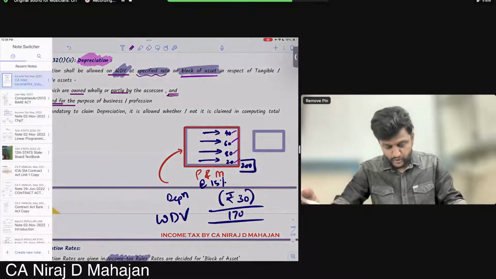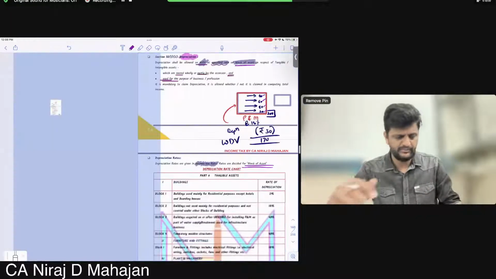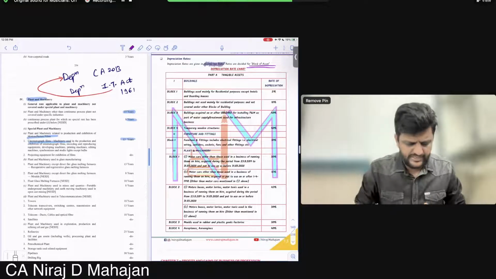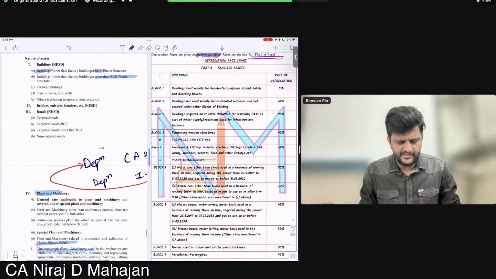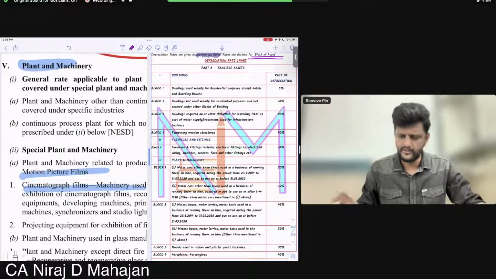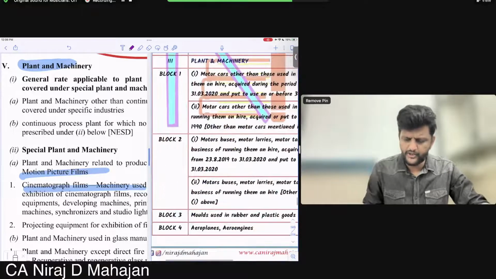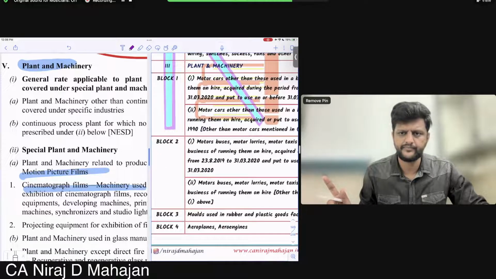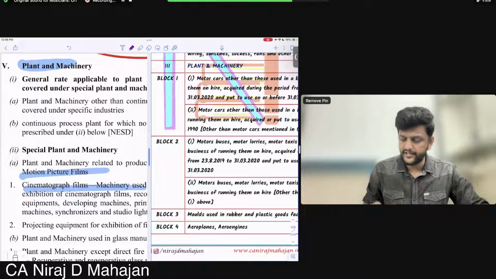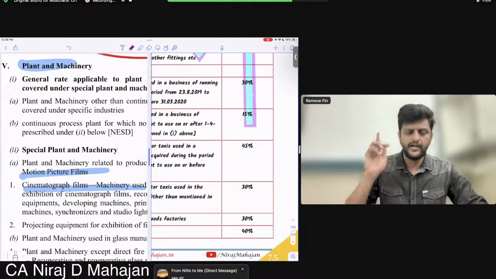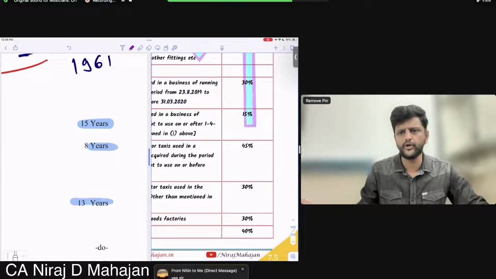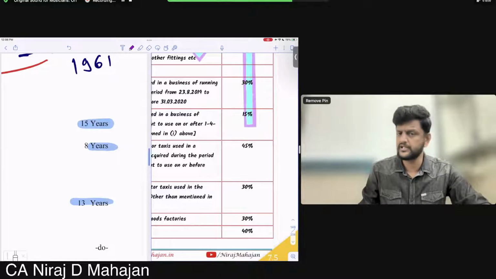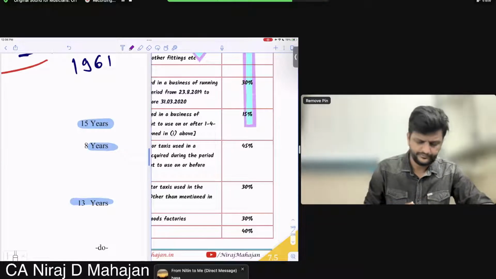Again, for your comparison, I'm showing you the Companies Act also. Please understand, this is the Companies Act, and this is the Income Tax Act. Clear till here? The Companies Act has a different logic. The Income Tax Act, bachcho, has a different logic. Are you getting my point? In income tax, the rate is given directly. In the Companies Act, the rate is not given. The life of the asset is given, and you have to apportion it over the life of the asset. Is it clear?